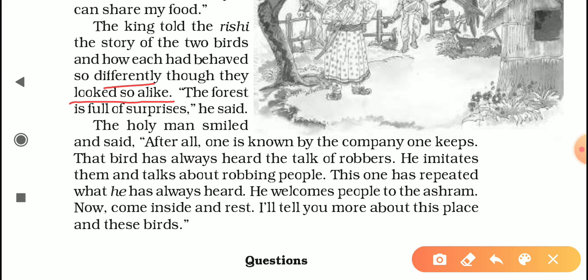The holy man smiled and said, after all, one is known by the company one keeps. This line is the most important one of the story. Okay, one is known by the company one keeps.